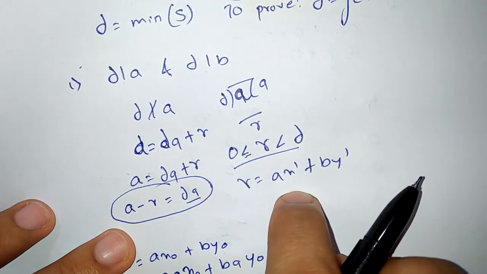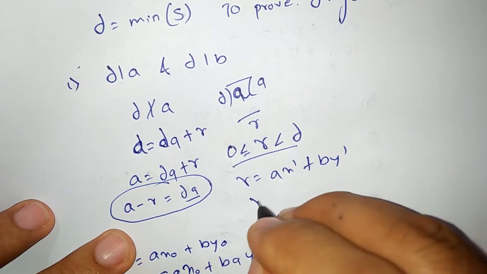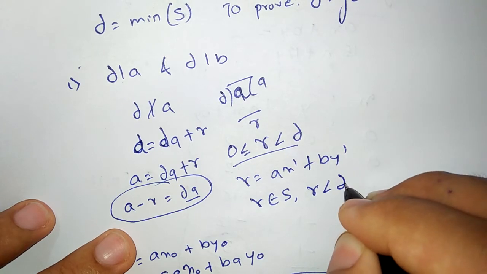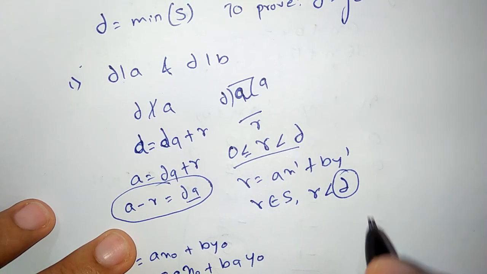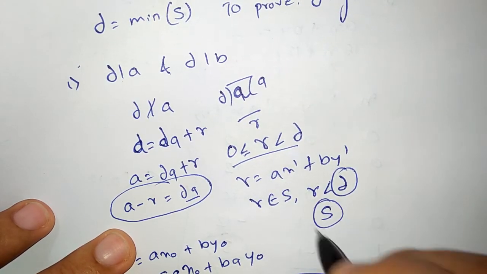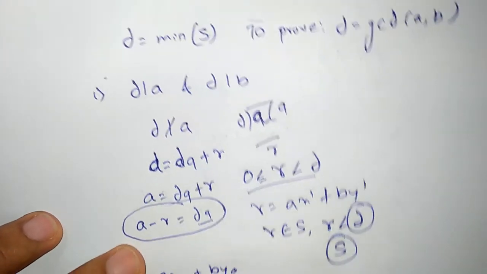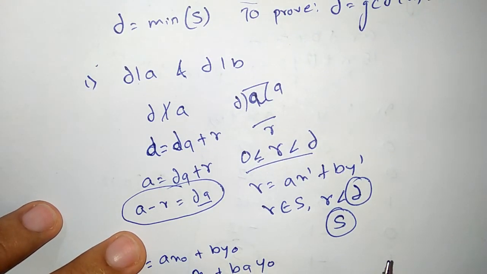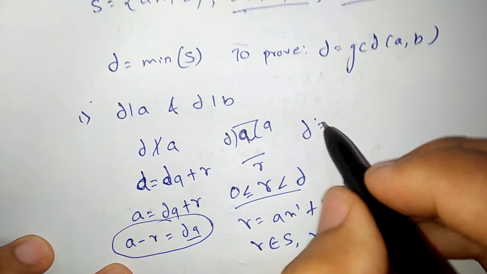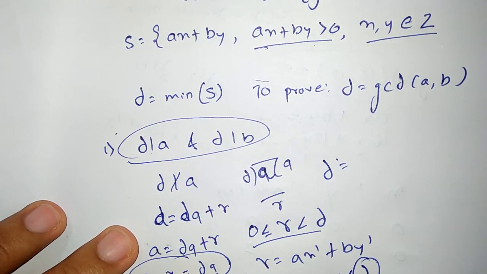Since r is a linear combination of A and B, r belongs to S and r is less than D. So D isn't the minimum from this set. What we supposed contradicts, so by contradiction we can prove that D must divide both A and B if it is the minimum.